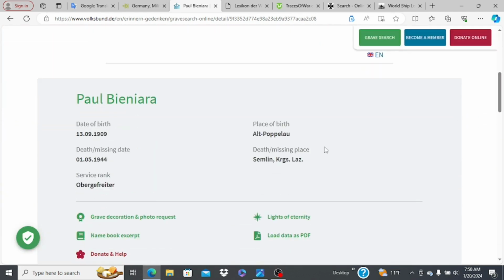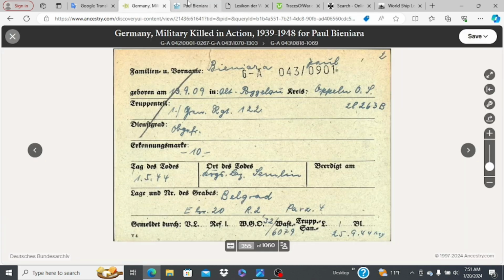So yeah, sometimes you'll find a different death or missing place here, or sometimes there might be additional information. Like let's say the casualty record just says they died in a town. Volks Boon might have they died 200 meters north of a town or something similar. So there could be small discrepancies between the Volks Boon and the casualty record that you can find through Ancestry.